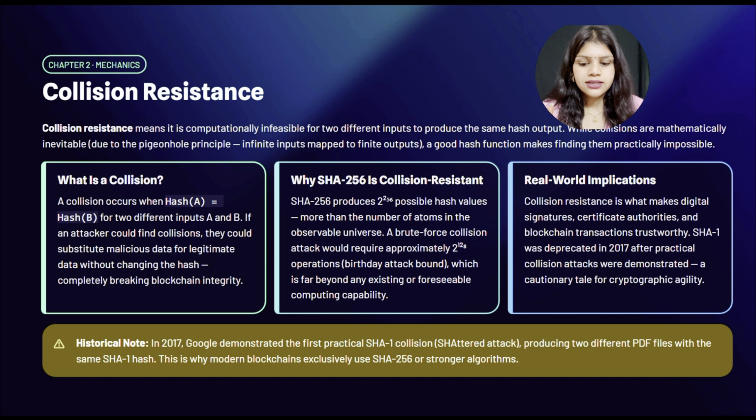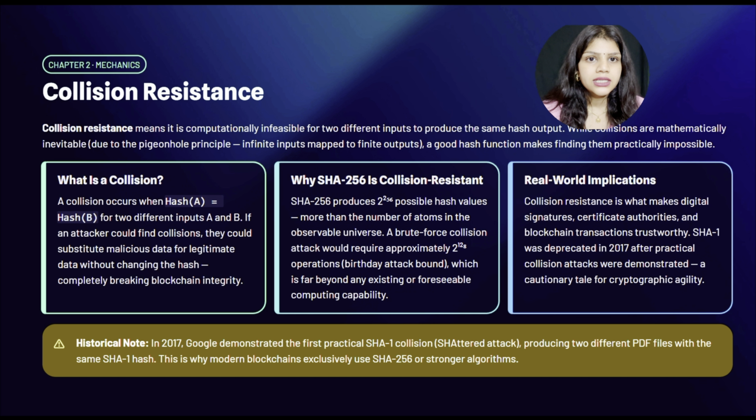If that happens, then a collision has occurred. So we are using SHA-256 because it is collision resistant: it produces 2 power 256 hash values, more than the number of atoms in the observable universe.